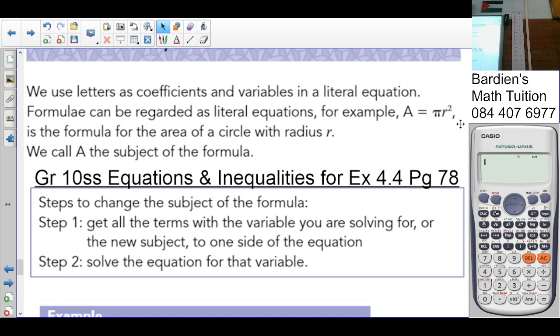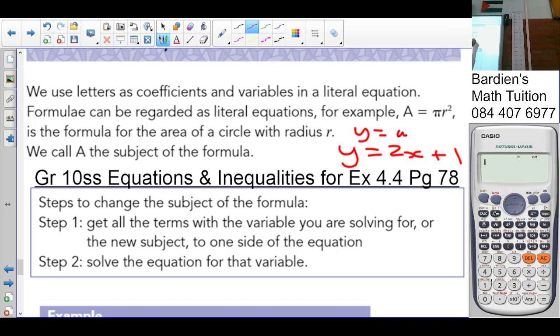We call A the subject of the formula. So if you have A is equal to something, then A is called the subject of the formula. And remember this, we used this formula last year. Or in the standard form, y is equal to mx plus c. When did we use that formula? Graphs, a straight line. What is the subject of the formula there? Y. Okay. Why? Because y is written there and then it's equal to whatever. We call y the subject of the formula.